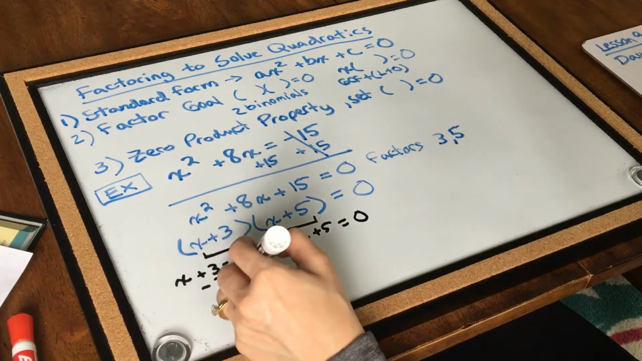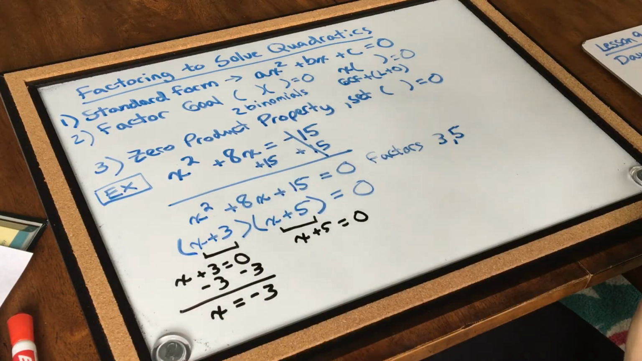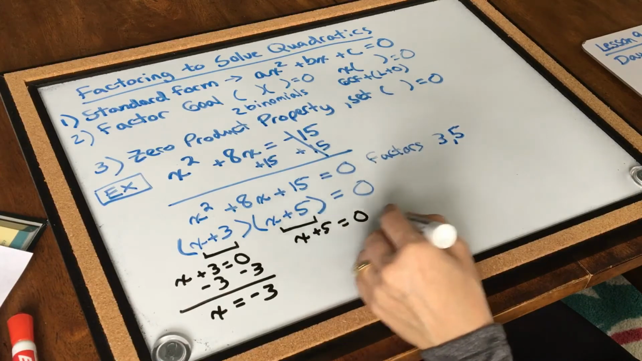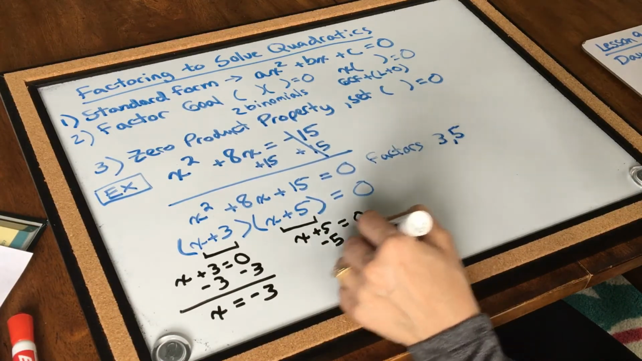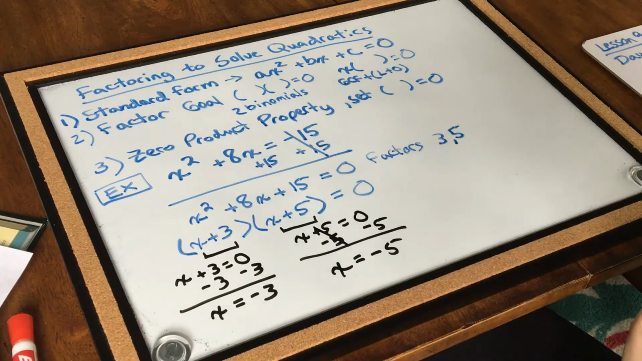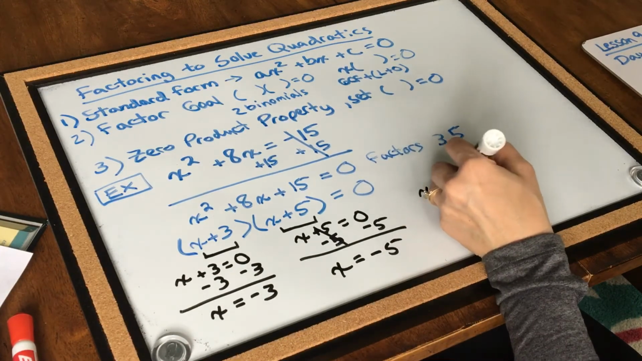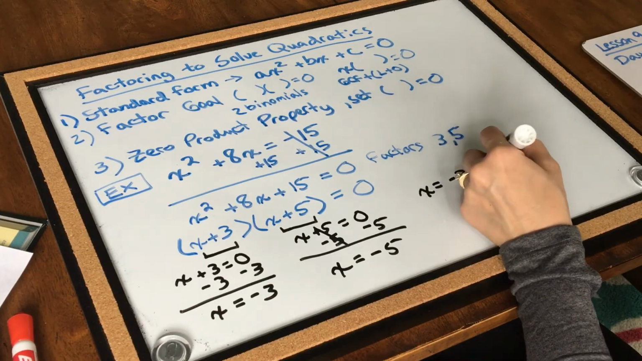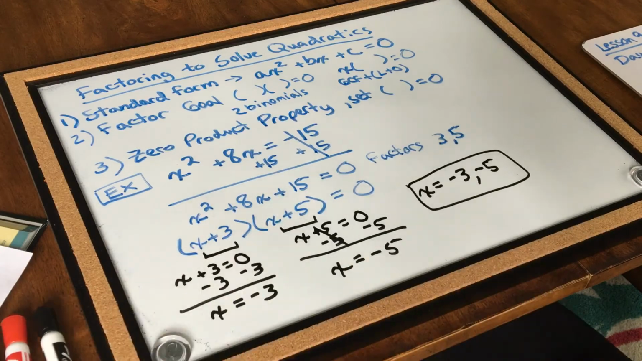So I'm going to subtract 3 from both sides, and I get x equals negative 3. Over here, I'm going to solve this equation and get x by itself. I'm going to subtract 5 from both sides, and I end up with x equals negative 5. Okay, so my final answer in this case is that x could equal negative 3, or x could equal negative 5, and I have two solutions.